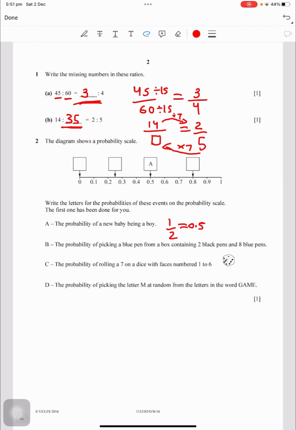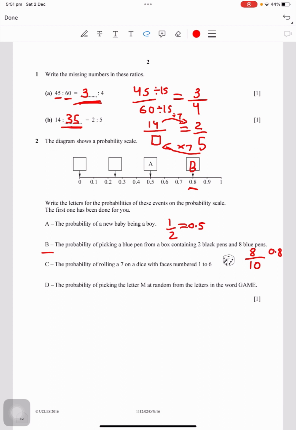B, the probability of picking a blue pen from a box containing 2 black pens and 8 blue pens. For this, first we can add the pens, like how many pens are in total. There are 10 pens in total, and we need to find how many are blue pens. That's 8 blue pens. So there is 8 by 10, which is equal to 0.8 in decimal. As you can see right over here, we have 0.8. So here we'll write B.